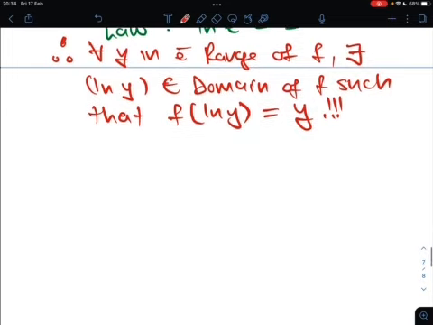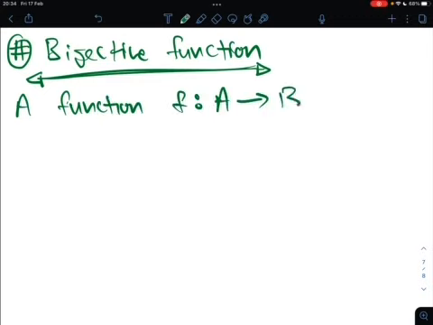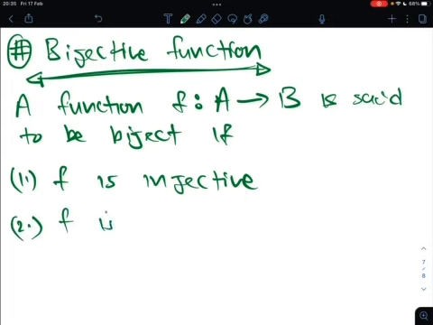Then the last thing that we'll talk about is bijectivity. What does it mean for a function to be bijective? A function f which sends elements in A to some set B is said to be bijective if 1, f is injective, and 2, f is surjective. So a function is said to be bijective if it is injective and surjective at the same time. A function which is simultaneously injective and surjective is referred to as a bijective function.